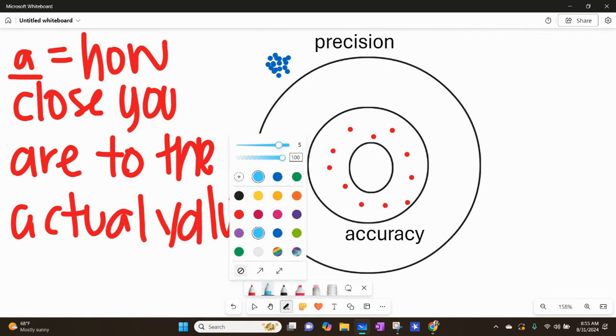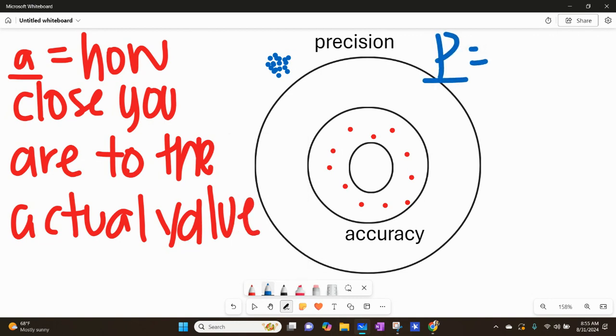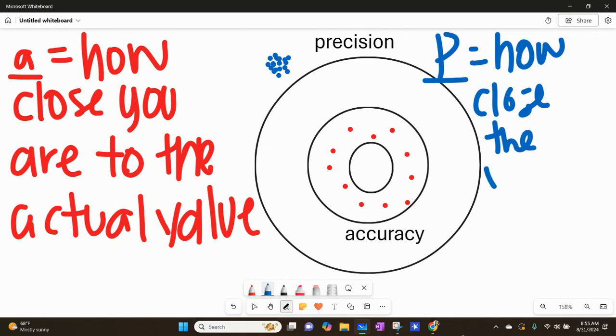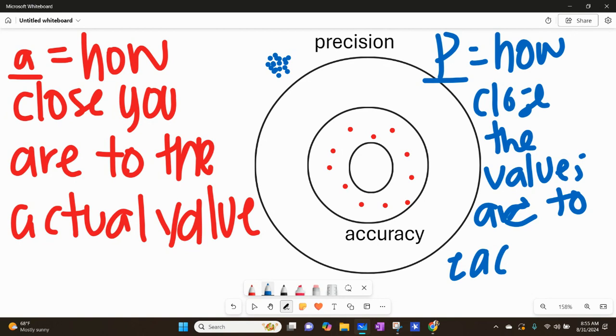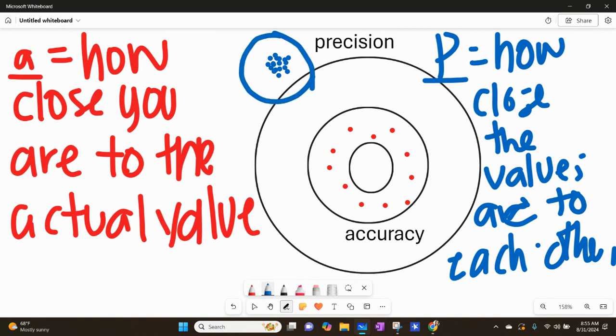And now let's talk about precision. Precision is how close the values are to each other. Sorry, my handwriting was a mess. But here we can see that the points are really close together. However, they are a great distance away from the actual point.